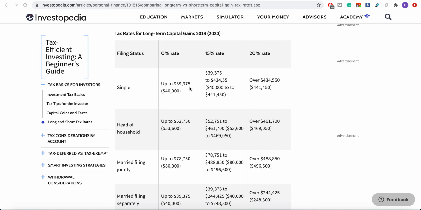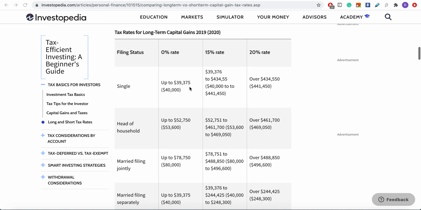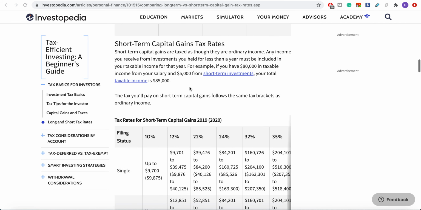Not everything. If you lost 20,000, you can carry over up to 4 or 5 years. I need to check it. You can carry over, but the yearly maximum you can deduct is 3,000. So that's there. That's long-term capital.